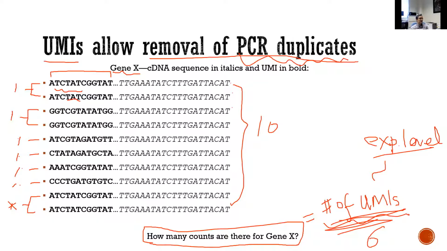Okay, so this gave you some idea, using a real example, to show you how to remove these PCR duplicates.